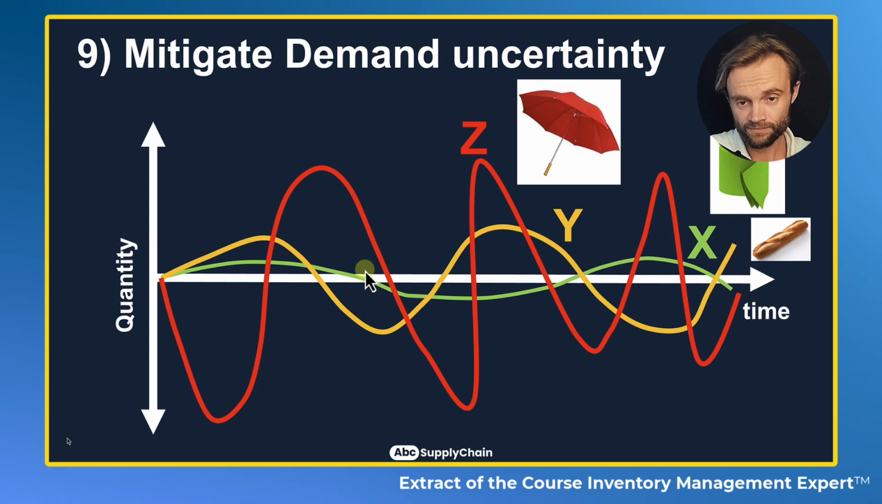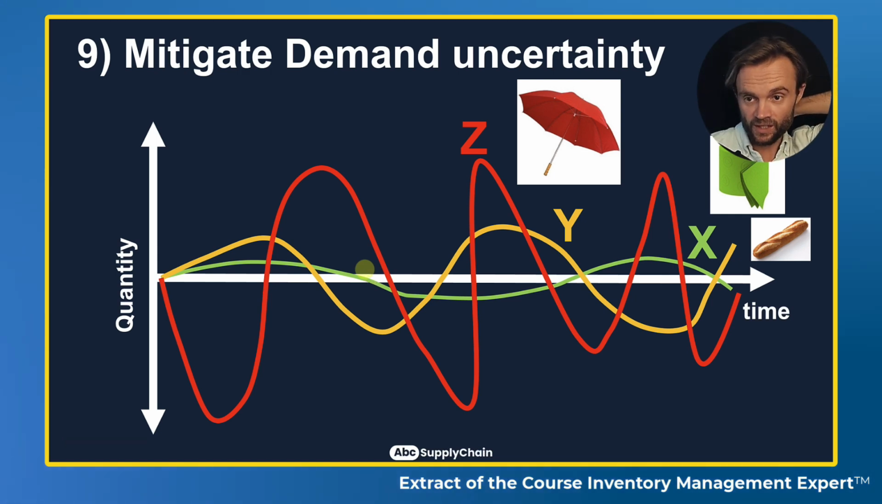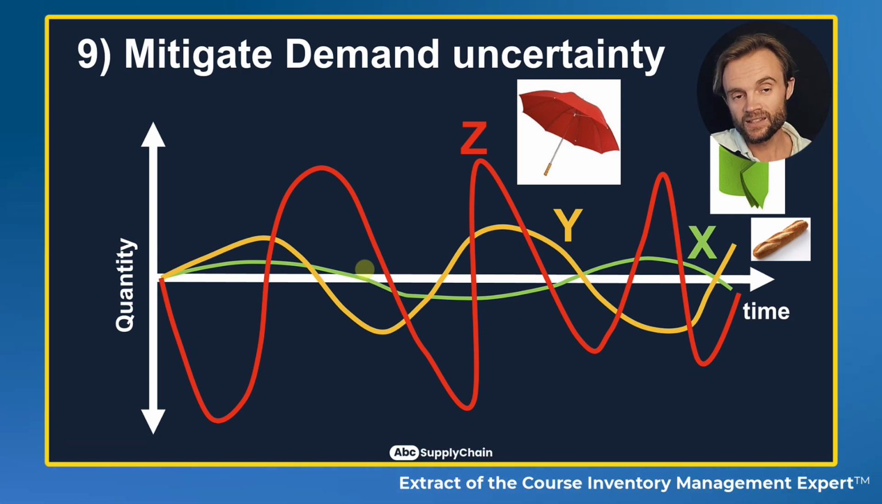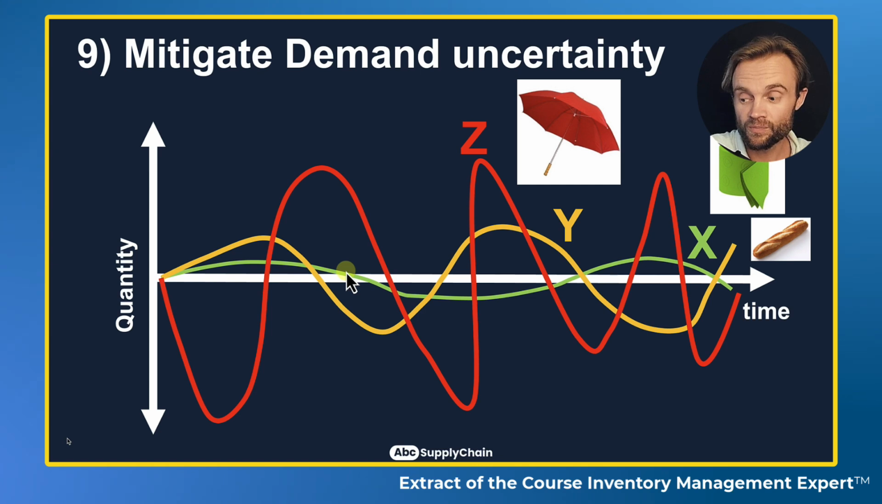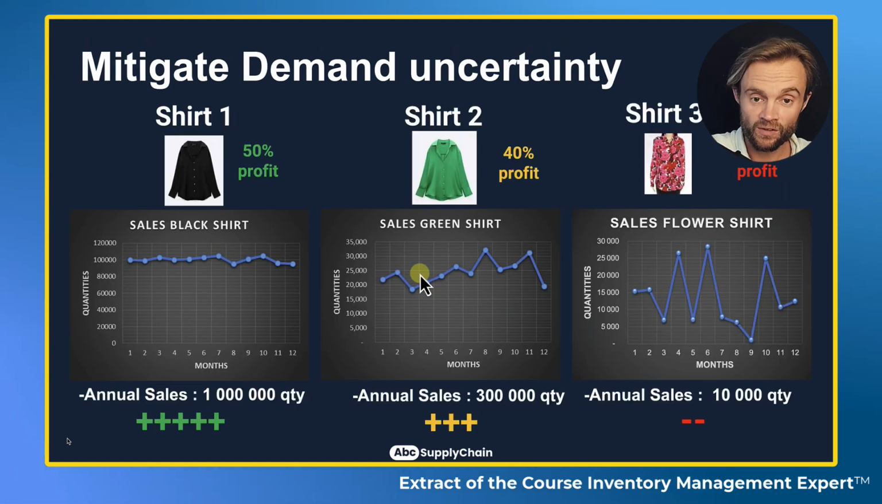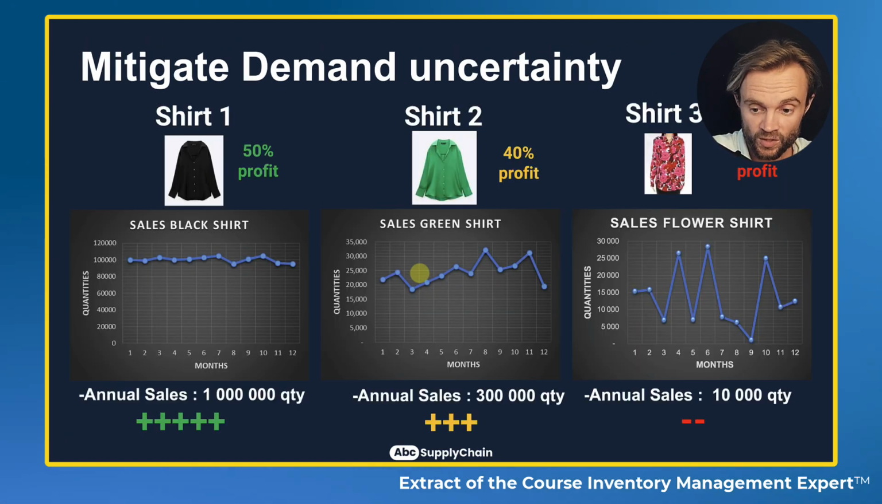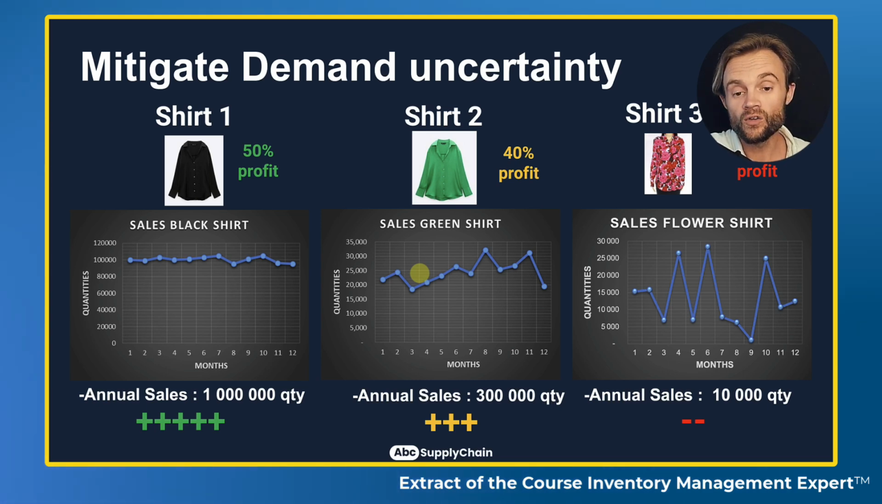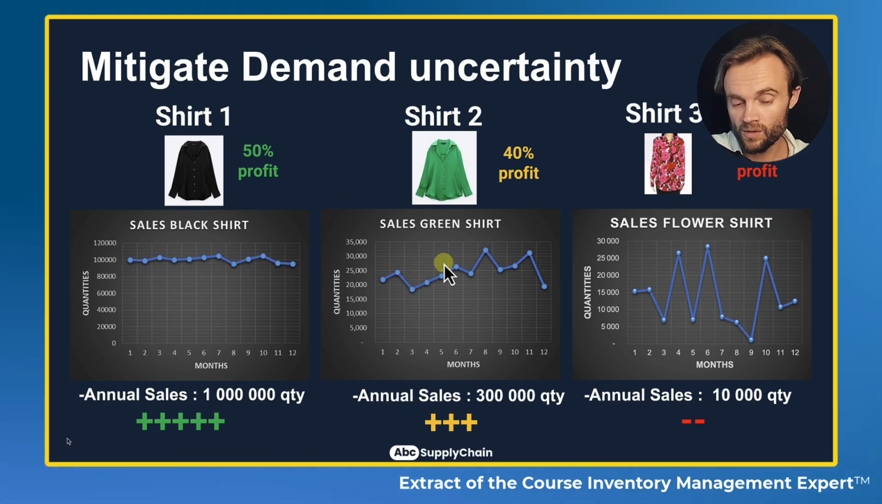We are almost done. Now we're going into more advanced techniques. Mitigate demand uncertainty. So you have products that are very stable, like the toilet paper if you're not in a pandemic. You have the French baguette. And you have the umbrella, which is very unstable based on the rain. So to mitigate the demand uncertainty, you need to have different inventory management strategies based on how you can predict the sales of your product. For example, this one is very stable and this one is very shaky.